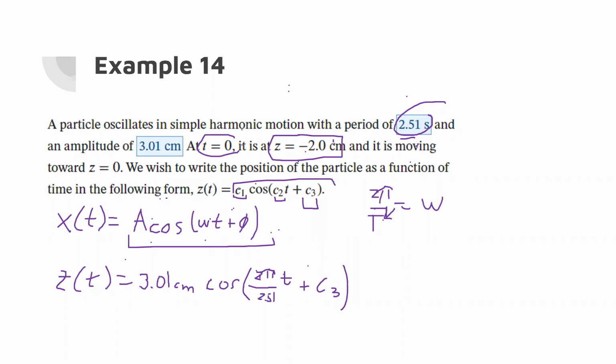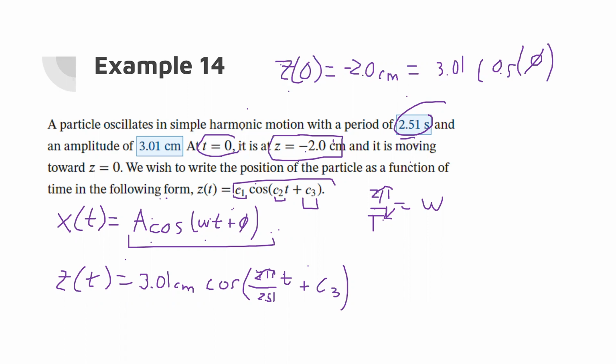And so to solve for that phase angle, we would just set z of 0 equal to -2 centimeters, and then set that equal to 3.01 centimeters, our amplitude, times, and since t is 0, my omega t is 0, and I just have cosine of phi, like that. And then I can solve that for phi.